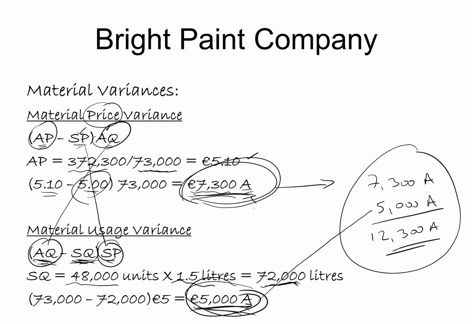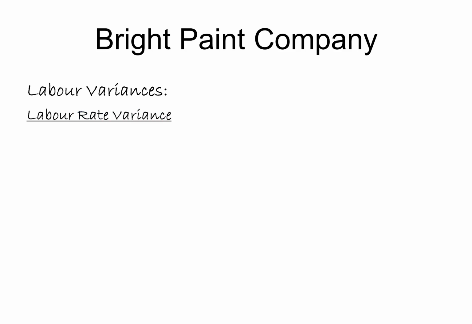Okay, so now I'm going to have a quick look at the labour. So if I just move on here, I've got the labour variances. So I'm going to have a labour rate variance. And what I'm going to compare is the actual price paid per hour of labour with the standard price per hour of labour, and I multiply by the actual quantity, which is the number of hours.